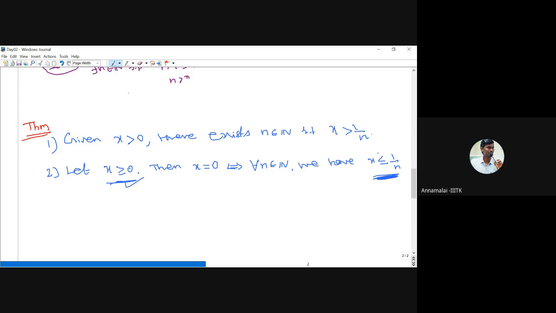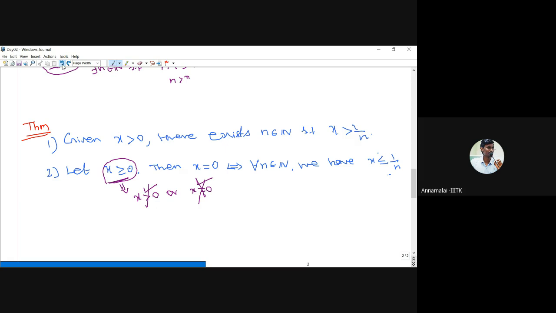Okay, so what is the proof? I already said the first one is very simple. Now what is the proof of the second one? Very simple. It is given that x is greater than or equal to 0. What is the meaning of this? Either x greater than 0 or x equal to 0. Now what we have to prove is x equal to 0. Suppose this does not happen, then x greater than 0 is true. Then we will get some contradiction. Therefore this will not be true, and therefore x should be 0.